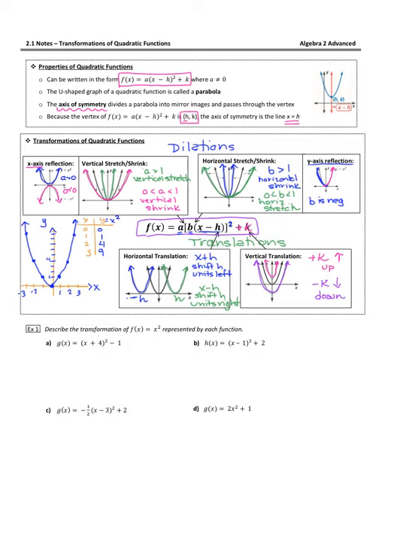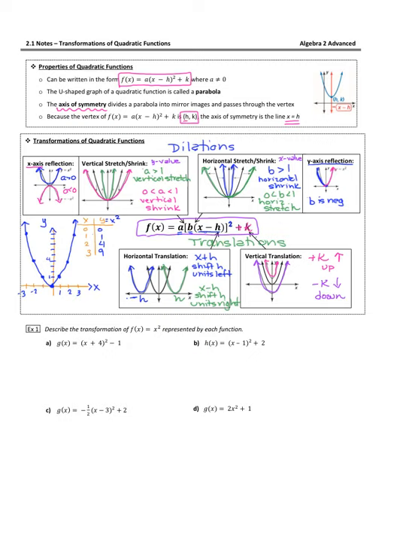Dilations, vertical, you multiply the y value to get your dilation. Horizontal, you'll always multiply the x value by the reciprocal of what you're trying to do. But that's getting a little ahead of ourselves.